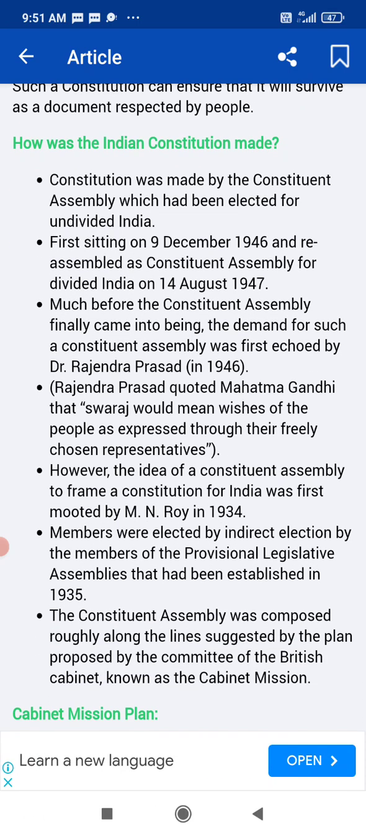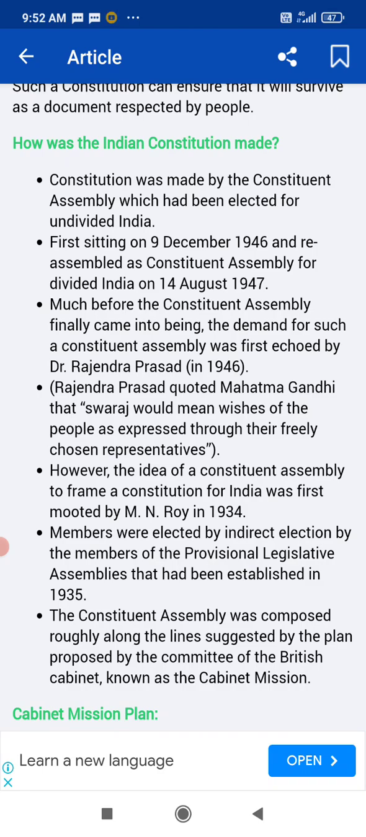Much before the Constituent Assembly finally came into being, the demand for such a Constituent Assembly was first echoed by Dr. Rajendra Prasad in 1946. Rajendra Prasad quoted Mahatma Gandhi that Swaraj would mean the wishes of the people as expressed through their freely chosen representatives. However, the idea of a Constituent Assembly to frame a constitution for India was first mooted by M.N. Roy in 1934. Members were elected by indirect election by the members of the provincial legislative assembly that had been established in 1935.